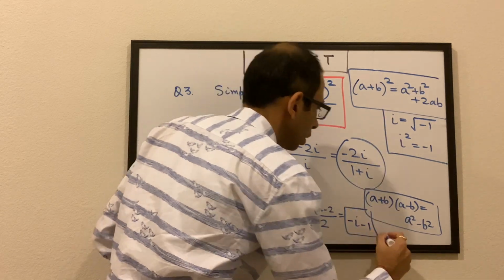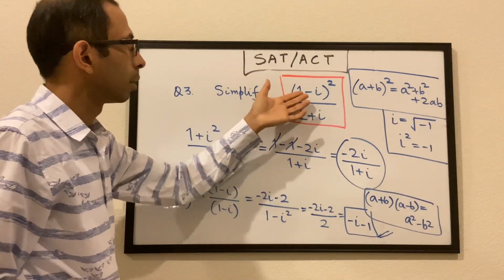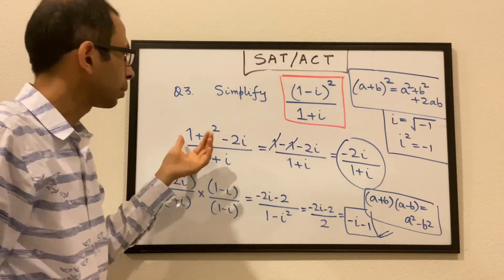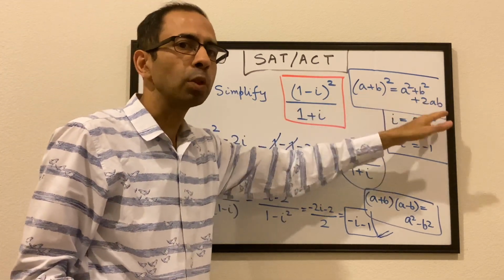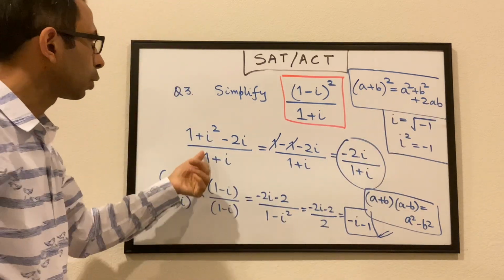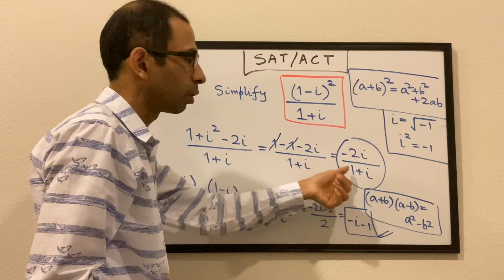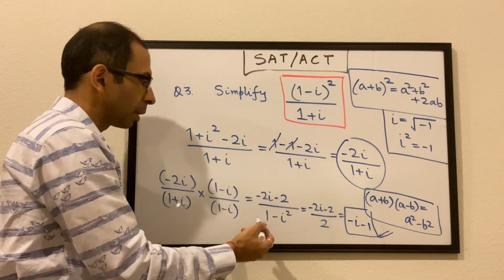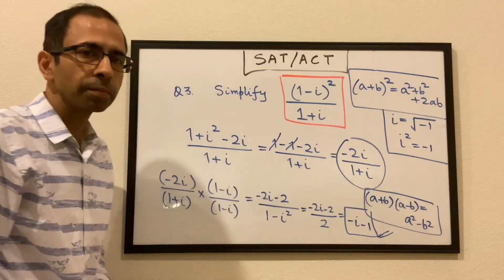So that is our answer. Again, just to reiterate, we started on this question by expanding the numerator. We used (a plus b) whole square is equal to a square plus b square plus 2ab. We used that to get here. i square is negative 1. Ones get cancelled out, minus 2i over 1 plus i. And after that, we multiplied by the conjugate of the denominator to get rid of the i. And this is what we get.